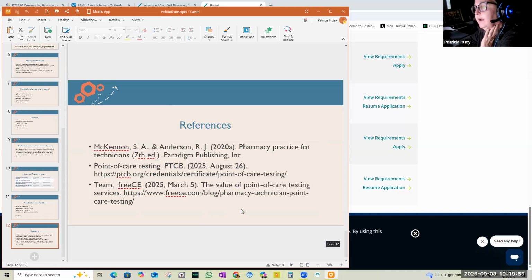And the last one is where I got my information from. I did forget to put my in-text citations in for this. So the very first part of this PowerPoint came directly from the textbook that we have. And then these are the two other sites that I used. For point of care testing, this is the credentials information and the certificate from the PTCB. And then this is the Free CE team that had that blog. I typically do not recommend using blogs as a reference, but because this is an approved program through the PTCB, it comes in as a valid reference for this.